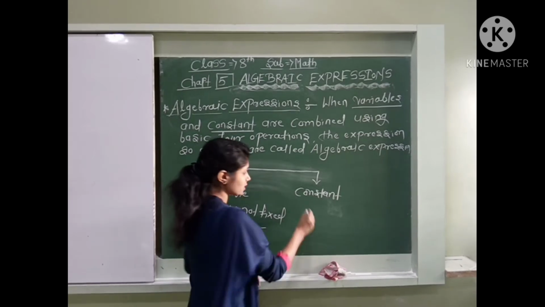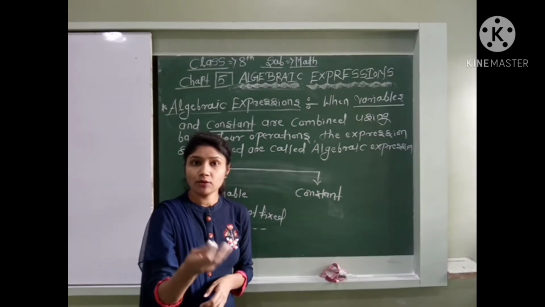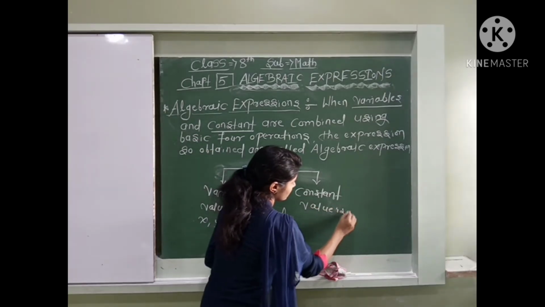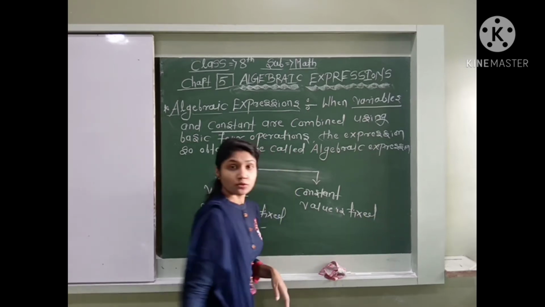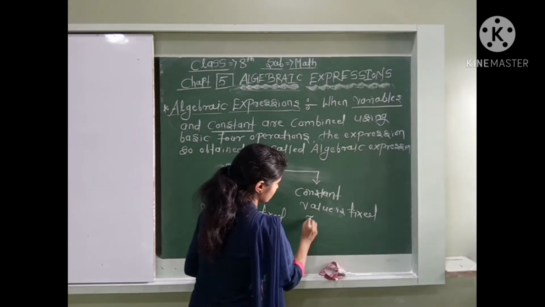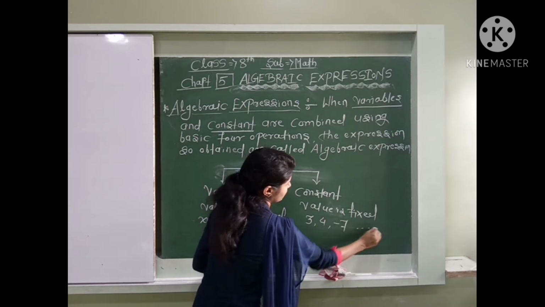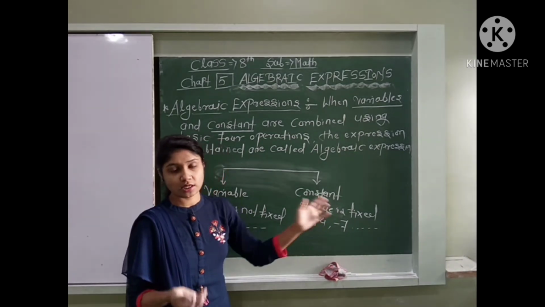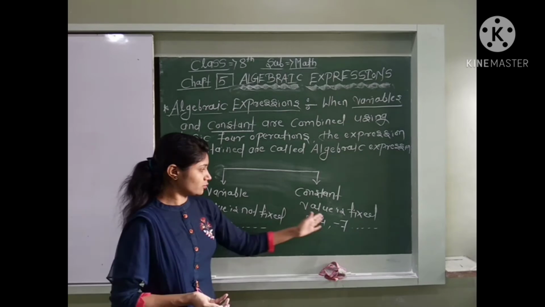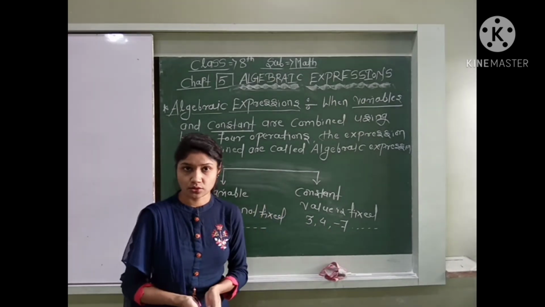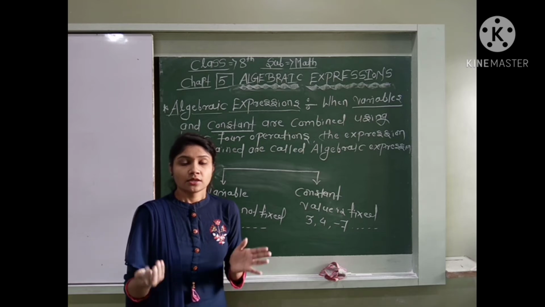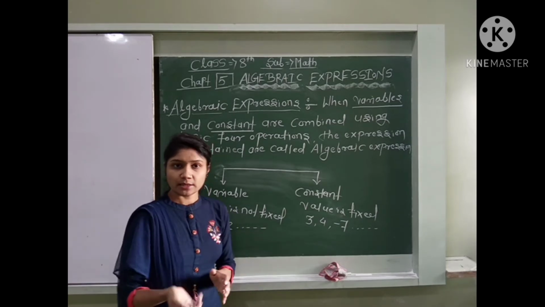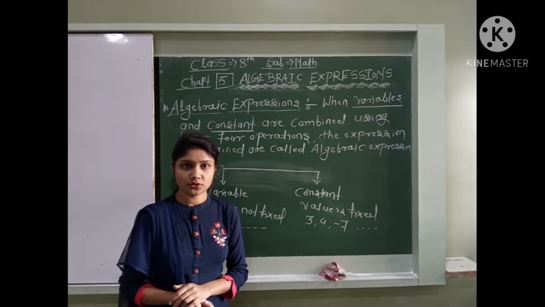Now what about the constant? In a variable the numerical value is not fixed, but in a constant the numerical value is fixed. Such a quantity is called a constant, and it is denoted by numbers, such as 4, 3, minus 11, etc. Understand, students? A variable has a numerical value that is not fixed, and a constant has a fixed numerical value. An algebraic expression is formed by using variables and constants with the basic mathematical operations.